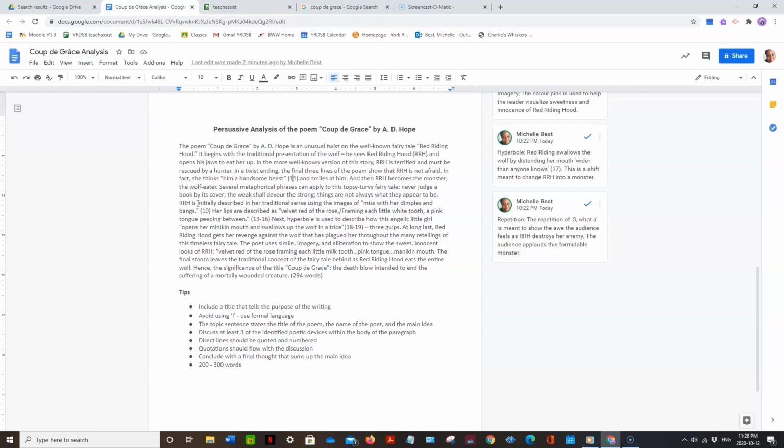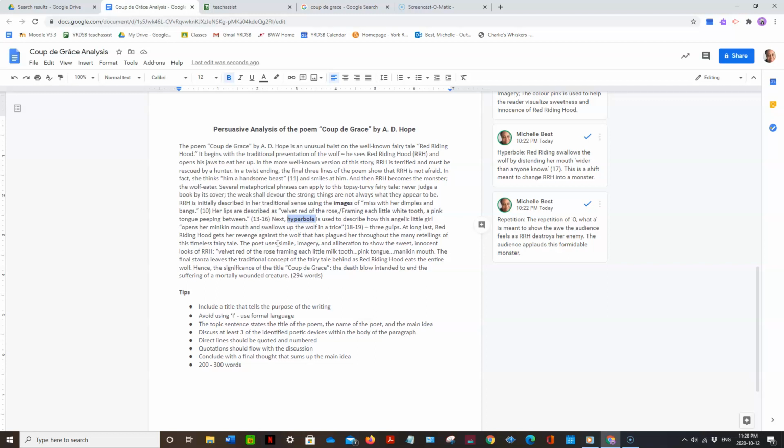So you can see Red Riding Hood is described in her traditional sense using the images. So here I'm talking about imagery. Her lips are described as velvet red of the rose, framing each little white tooth. I'm discussing hyperbole. I've already talked about that in my annotations. It is used to describe how this angelic little girl opens her minikin mouth and swallows up the wolf in a trice.